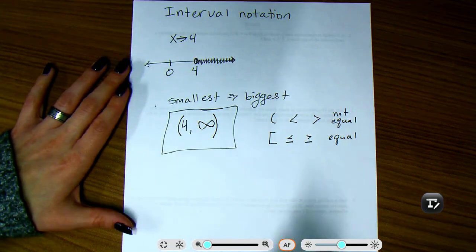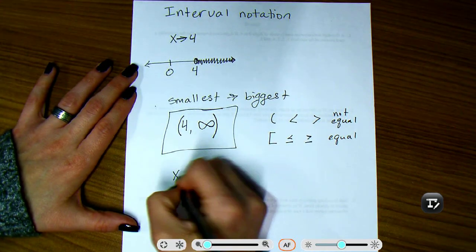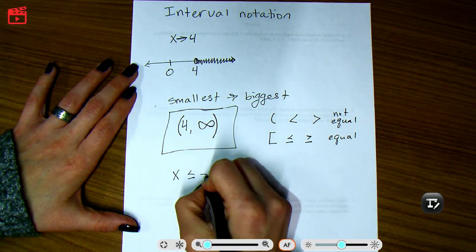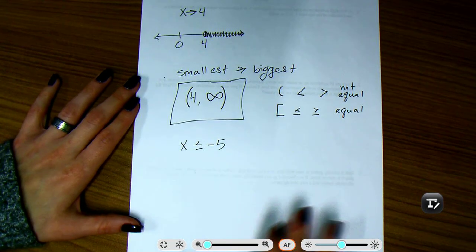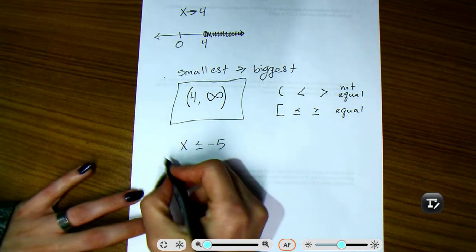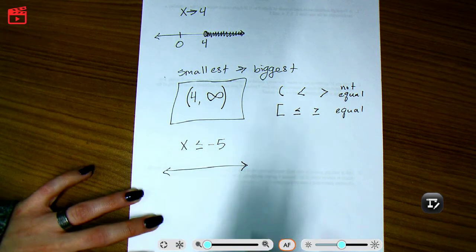So let's do one more. Let's say that x is less than or equal to negative 5. So a couple of different things here. Here we have less than. I like to start off graphing it on a number line to get an idea of what's going on.